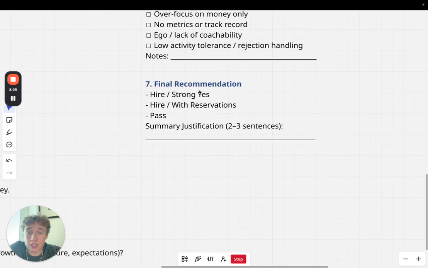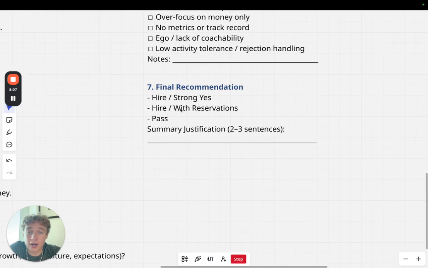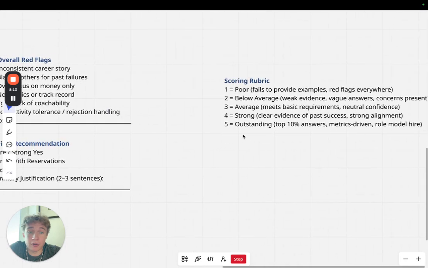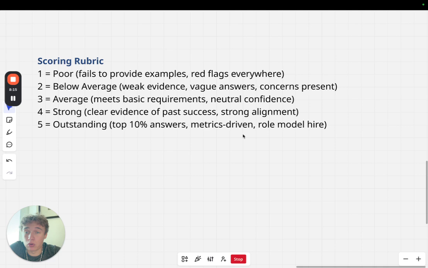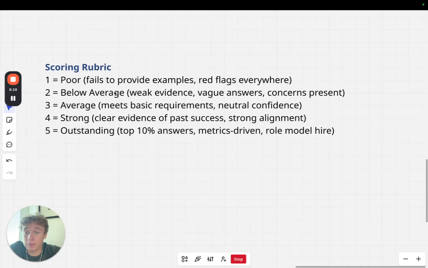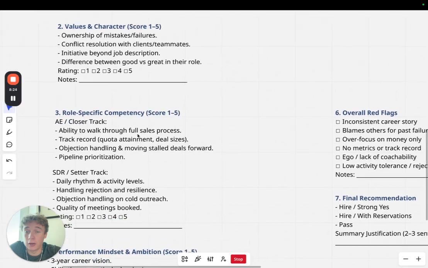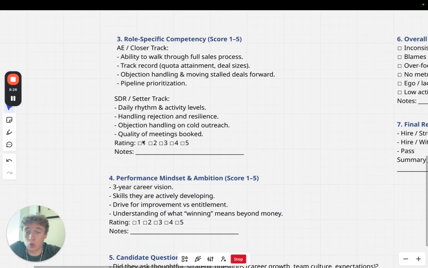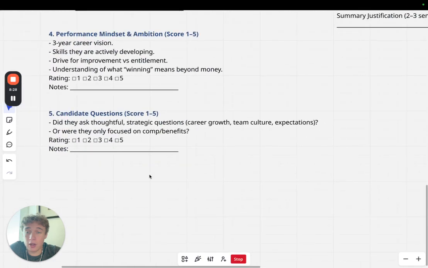And then final recommendations: hire, strong yes; hire with reservation; pass. Summary justifications, two to three sentences. You could go from there. And then from there you could have a scoring rubric, right? 1 poor, 2 below average, 3 average, 4 strong, 5 outstanding. This is in terms of, right here, whenever you're scoring them as well. And then you could add it all up, right?